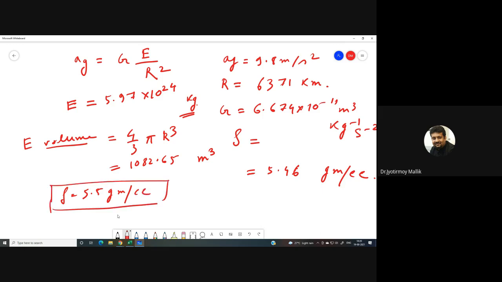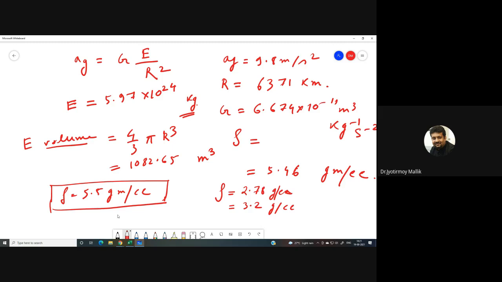Now, you have read this, what is the density of the continental crust? What have you read? 2.8. 2.78 gram per cc. Okay. What is the same for the oceanic crust? 3.2. 3.2 gram per cc.